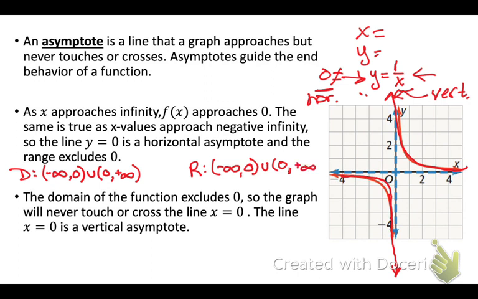So you're going to be asked to do some domains and ranges. So if you know what my asymptotes are, is it going to help me with my domain and range? Yes. Okay, again, domain is your vertical asymptote.